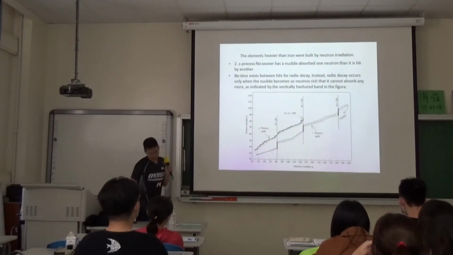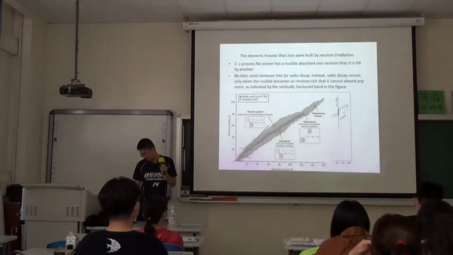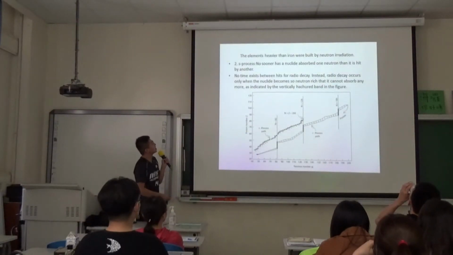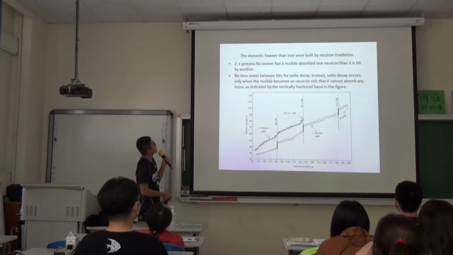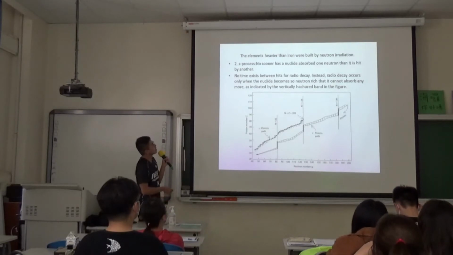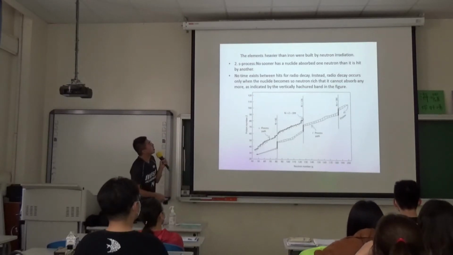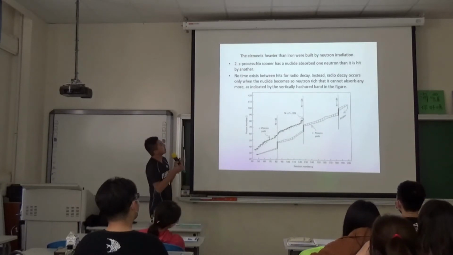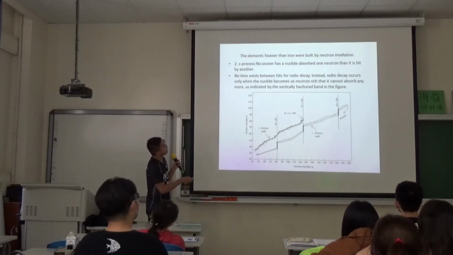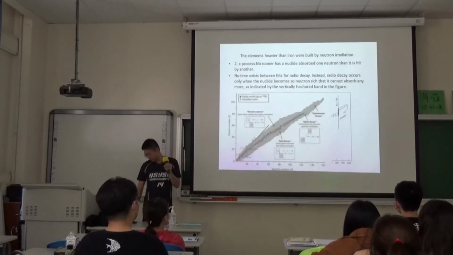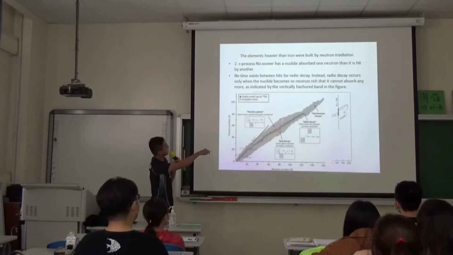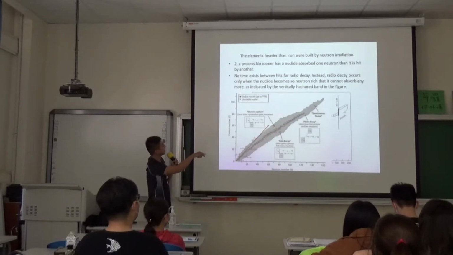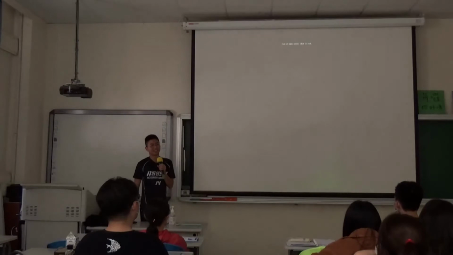And this should be the r process. No sooner has the nucleus absorbed one neutron than it is hit by another. No time exists between hits for radioactive decay. Instead, radioactive decay occurs only when the nucleus becomes so neutron rich that it cannot absorb any more, as indicated by the very tall dark band in the figure. The dark gray side. And this is all.